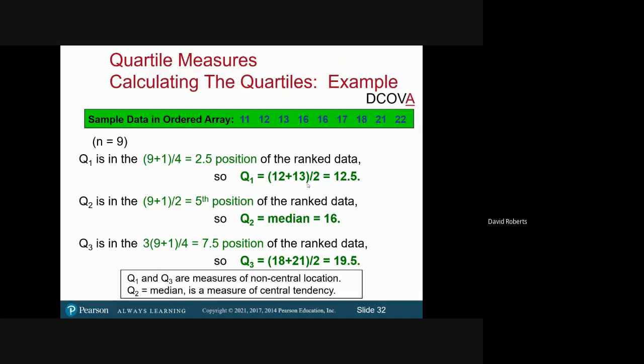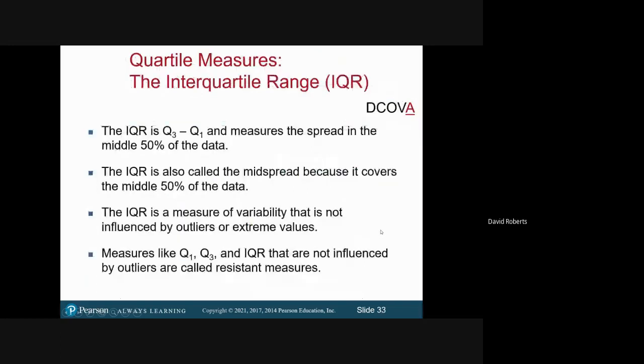And Q3, you can see, works out to be position 7.5. So position 7 is 18, position 8 is 21. You sum the two and divide by 2 to get the value of 19.5. So you take the value of 18 plus the value of 21 and find the middle of the two. IQR, interquartile range, Q3 minus Q1. It represents the middle 50%.